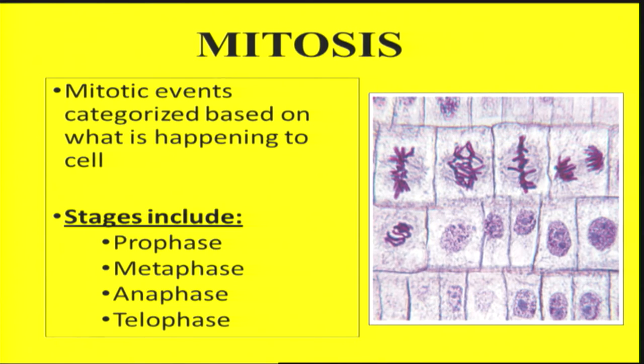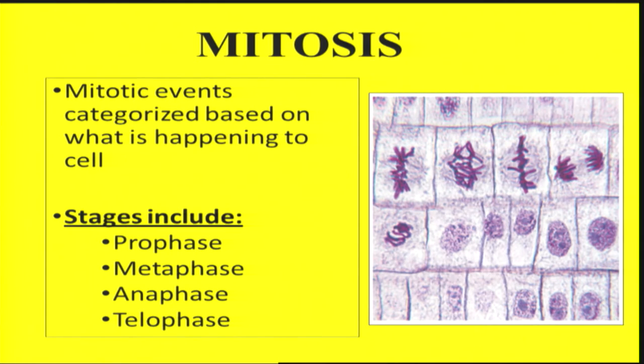this particular diagram shows the movements of the chromosomes or the chromatids during the mitosis phase. The mitosis phase is categorized into four stages known as prophase, metaphase, anaphase and telophase, based on what is happening, what movements are taking place within the cell nuclei.